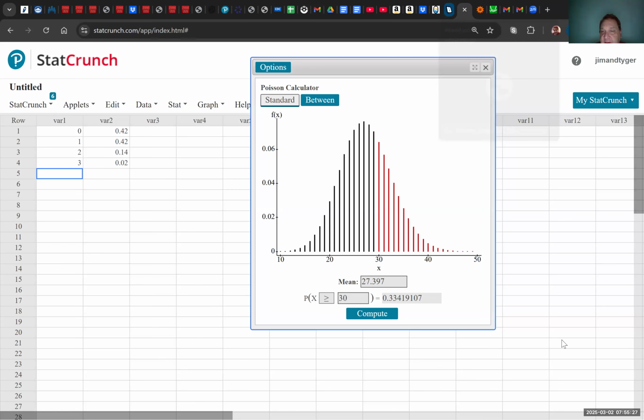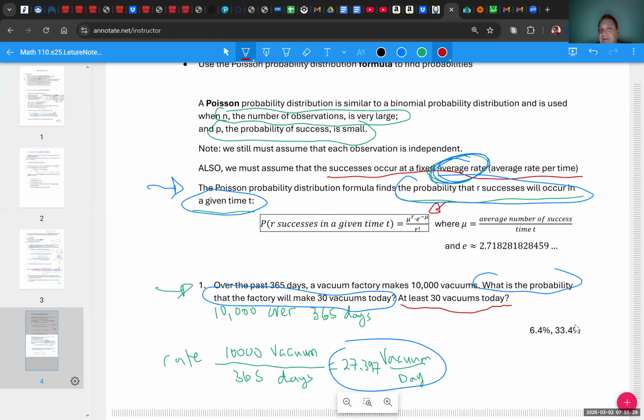Let's see if I have that there. Yeah, there we go. Okay. So that's a Poisson probability distribution, or some people just say Poisson distribution. It's the probability that you have r successes in a given time frame, and you have to know the average rate of time in order to do the Poisson calculation.